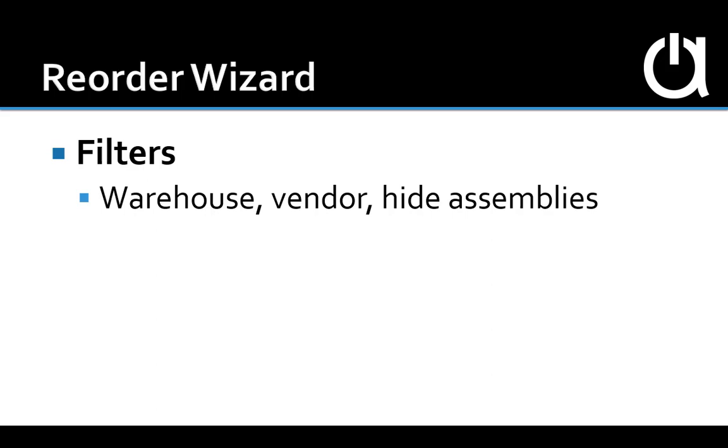When utilizing multiple warehouses, you can filter on a specific warehouse or any warehouse. You can also group by vendor and hide assemblies from the wizard. So in version 10.3, we broke out the creation of assemblies into its own tab on the alerts window, but some customers may prefer using this reorder wizard as a starting point. You can also feel free to hide those assemblies from view. We're still giving you that option.